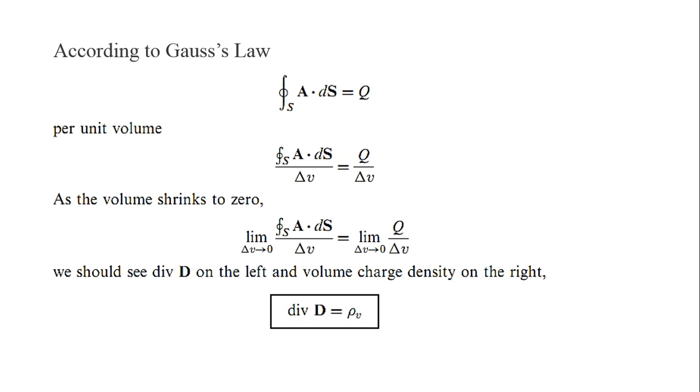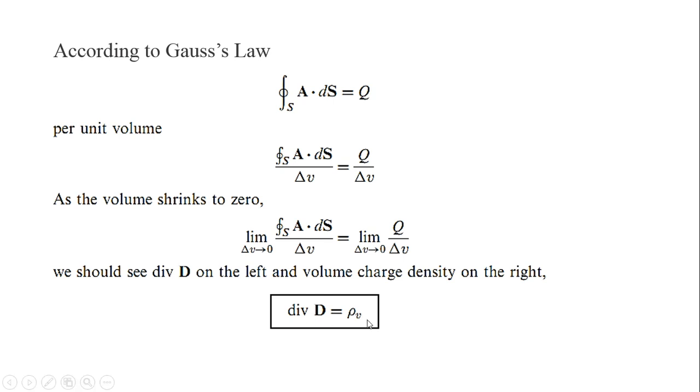Let me repeat it again. According to Gauss's law, the flux that is leaving a closed surface will be equal to the charge enclosed by the closed surface. If we take this equation per unit volume, we will get the second equation, and as the volume shrinks to zero, we will get the third equation. Now the left hand side is the definition of the divergence, and the right hand side is the volume charge density. So at the end we get Maxwell's first equation.